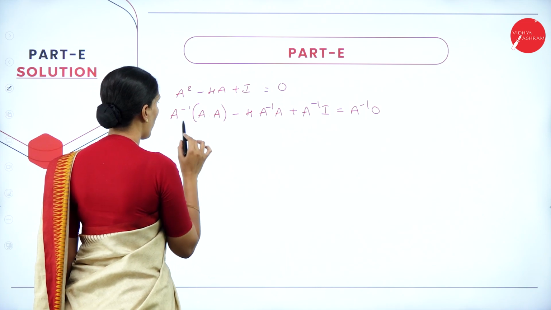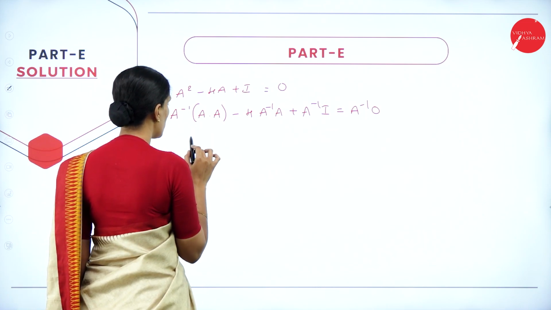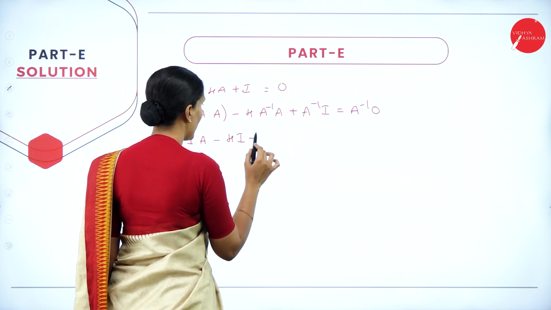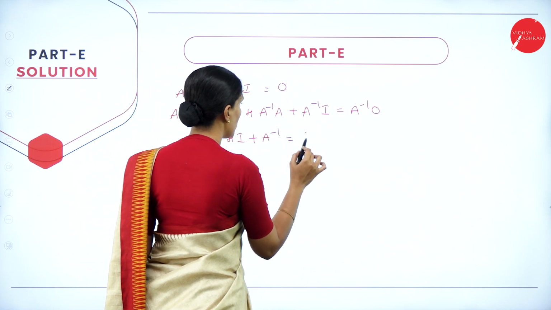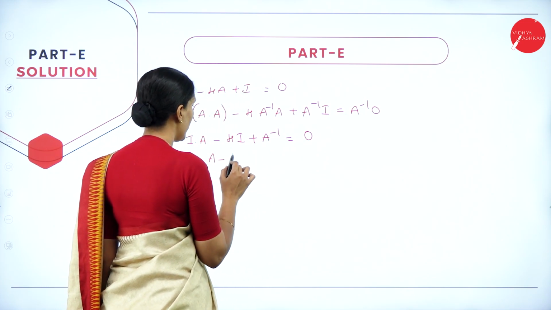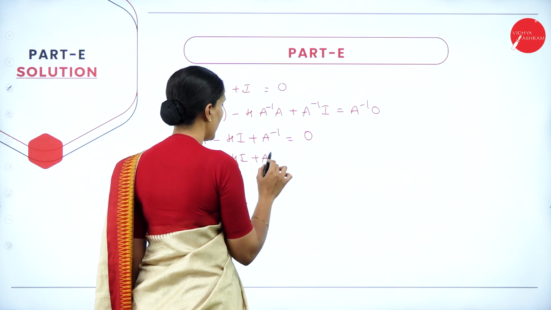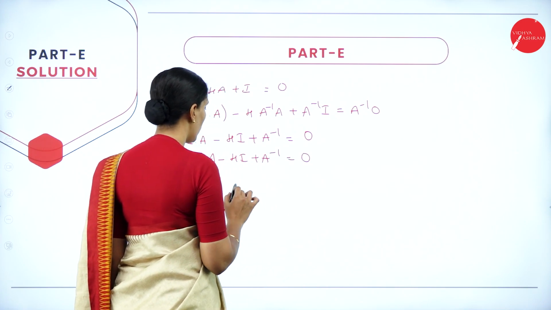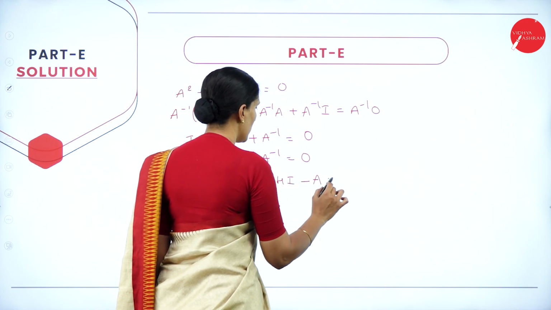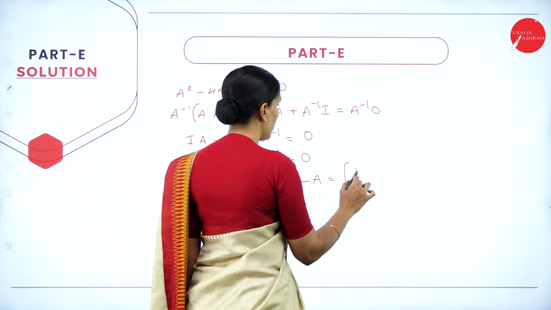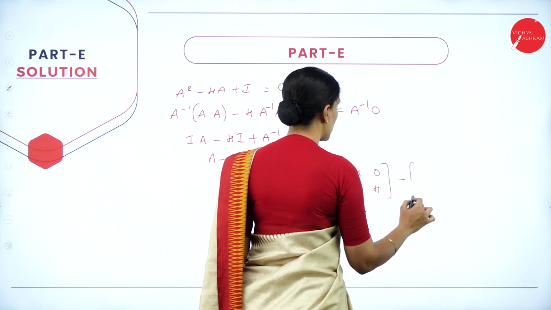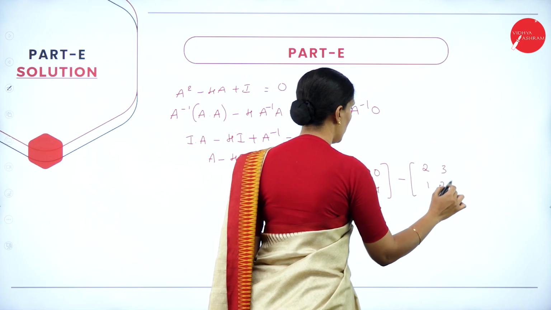Using the associative property, we have A inverse into A, which can be written as I into A minus 4 into I plus A inverse equals O. Now, this is A minus 4I plus A inverse equals O. So A inverse is 4I minus A. So 4I is nothing but 4, 0, 0, 4 and matrix A is 2, 3, 1, 2.